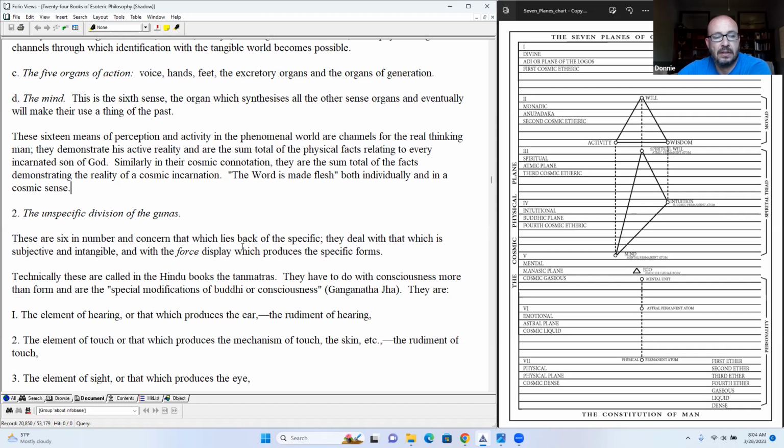The unspecific division of the gunas. These are 6 in number and concern that which lies back of the specific. They deal with that which is subjective and intangible, and with the force display which produces the specific forms. So we're just stepping back a little bit. We're not talking about the effect. We're talking about the force that's creating that effect. Technically, these are called, in the Hindu books, the 10 mantras. They have to do with consciousness more than form, and are special modifications of buddhi or consciousness. And this is the Buddhic plane here.